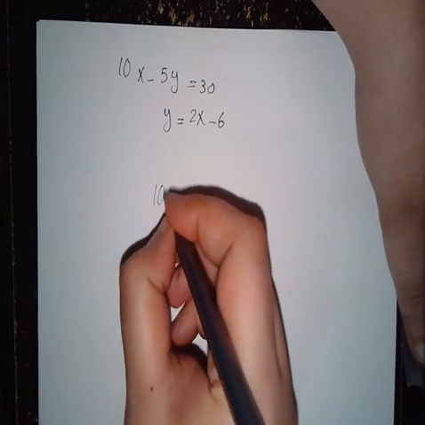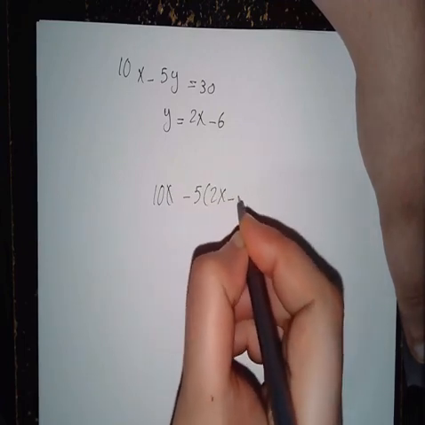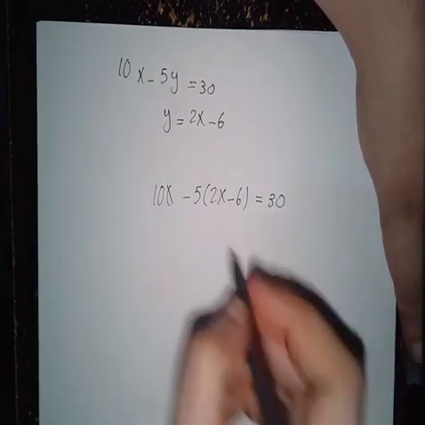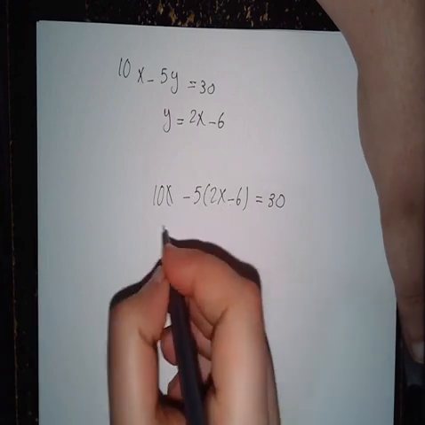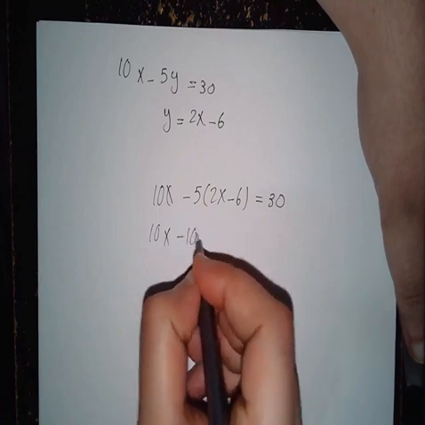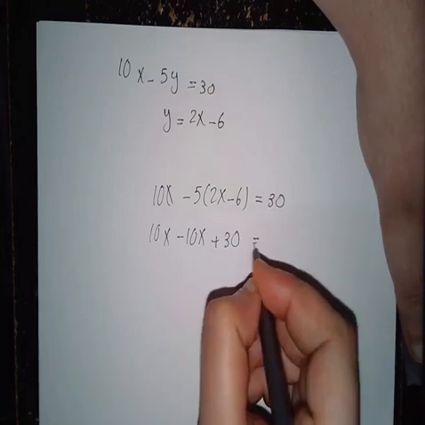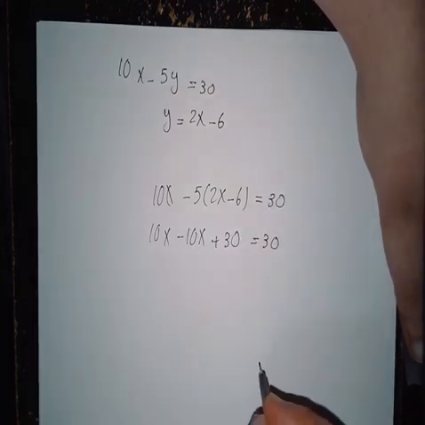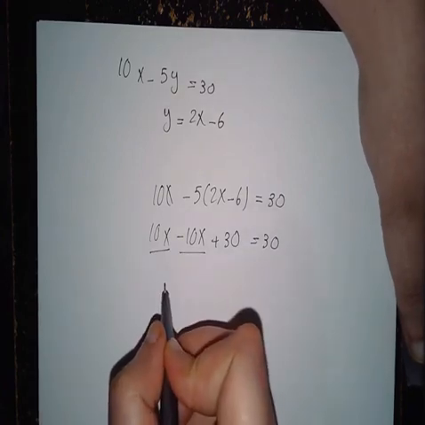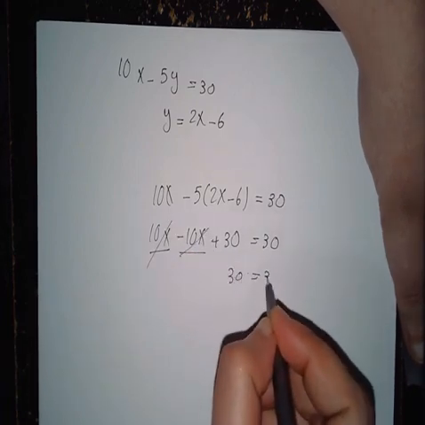So you get what? 10x minus 5 times 2x minus 6, and it equals 30, right? Now, multiply the negative 5 in. So we have 10x. Negative 5 times 2x is negative 10x. And negative 5 times negative 6 is positive 30, equals 30. Okay? Note, we have positive 10x, negative 10x. What happens here? These add up to 0, so they cancel. And you end up with 30 equals 30.